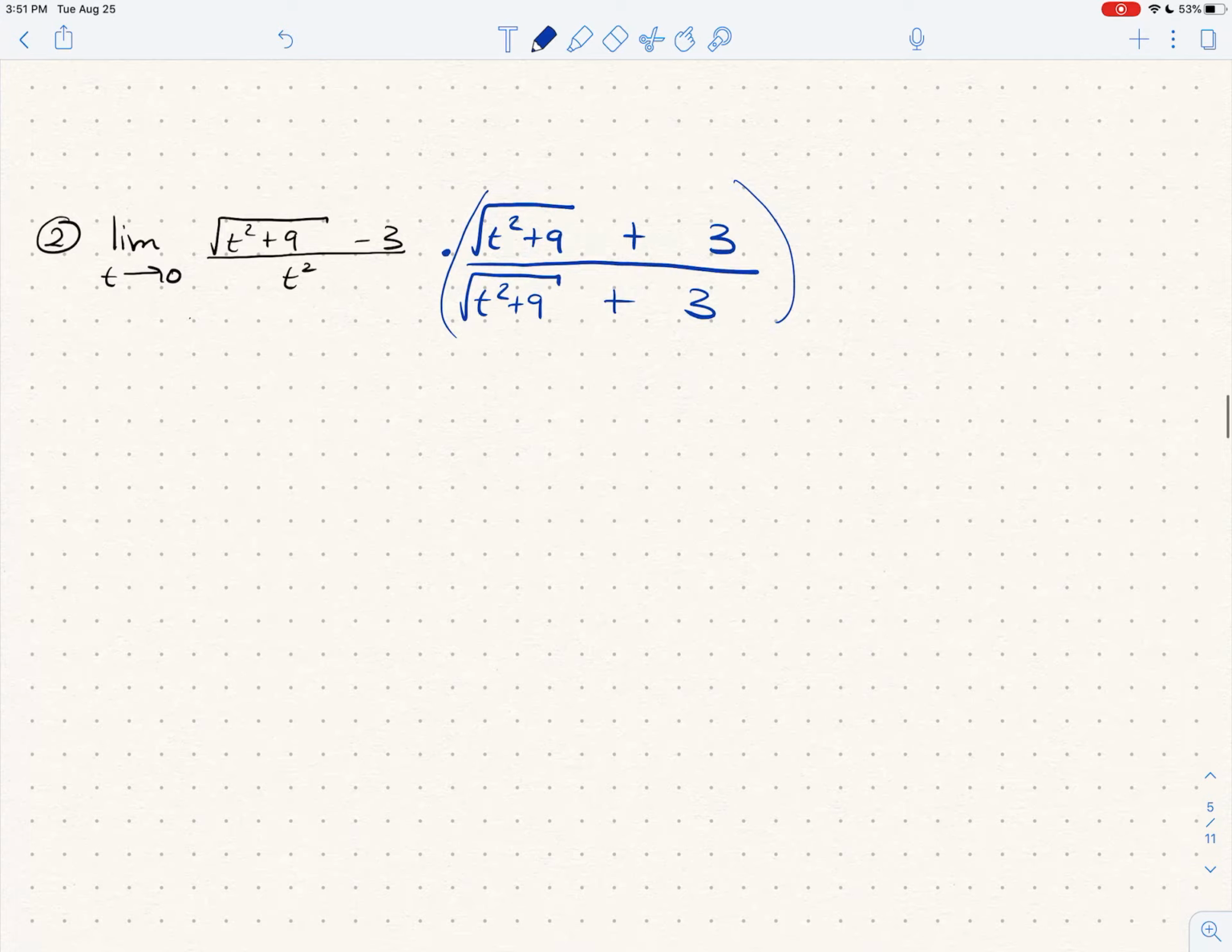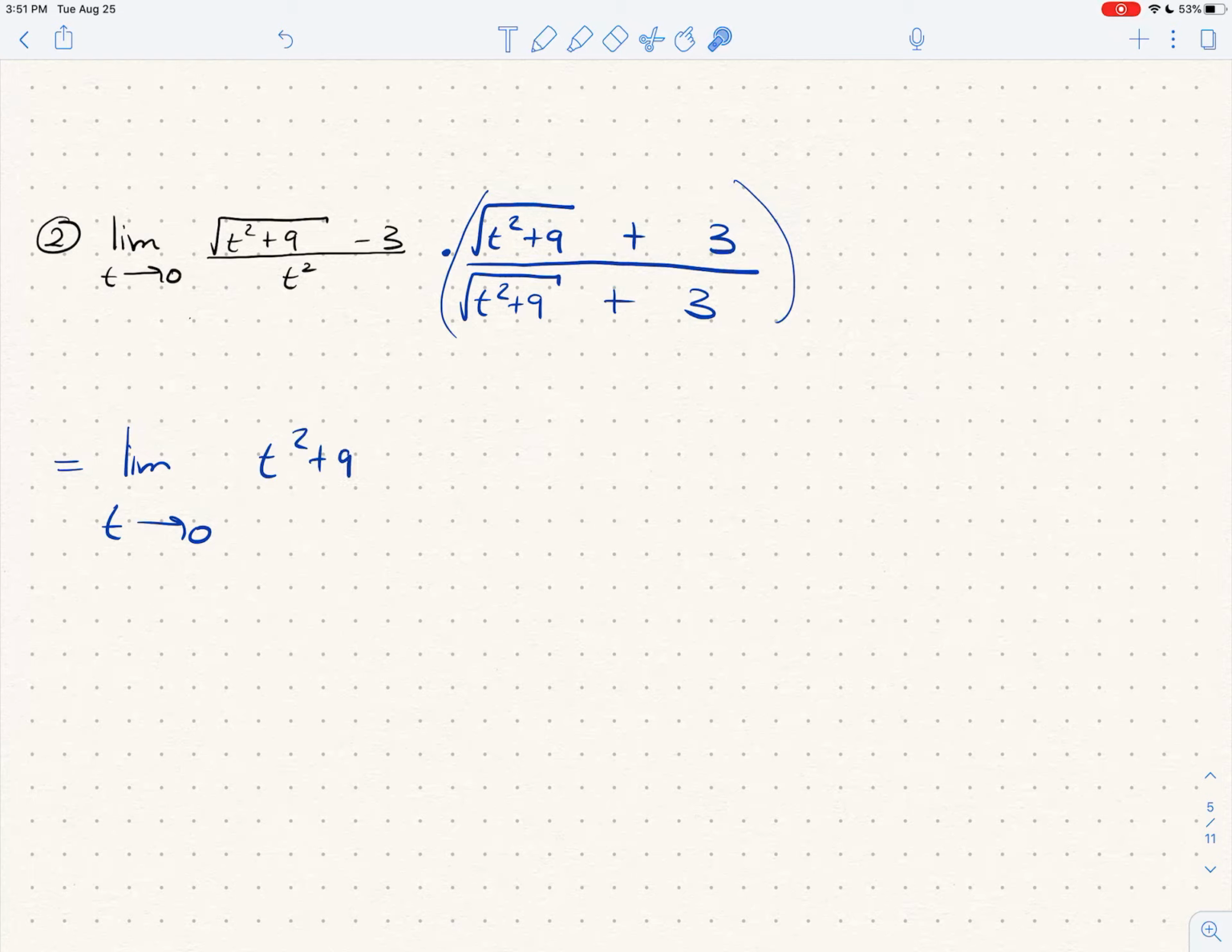And now if you want to FOIL it all out, you can, but the point is you don't have to. This is a difference of squares formula, and so this is the same thing as the limit as t goes to 0. You're going to multiply this one times this one, and the radical goes away, so you just get a t squared plus 9.